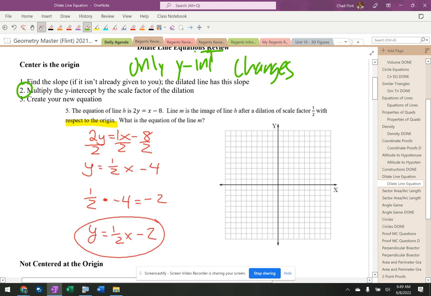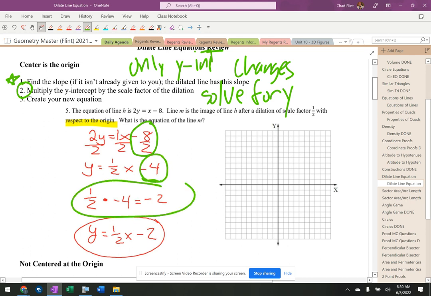There's no need to use a graph for one of these. I'm going to write down: solve for y. Whoever made this little thing, that's what they mean by this first thing right here. Solve that for y. And then if you can see what we got here, there's the y-intercept, -4, and you multiply that by the scale factor that they give you in the equation, and then you get your new equation.